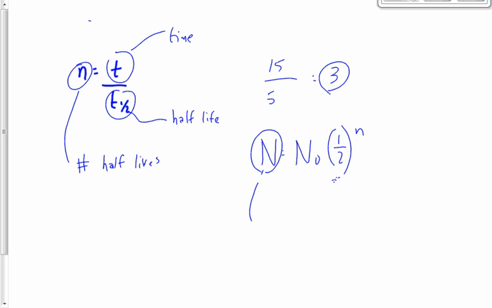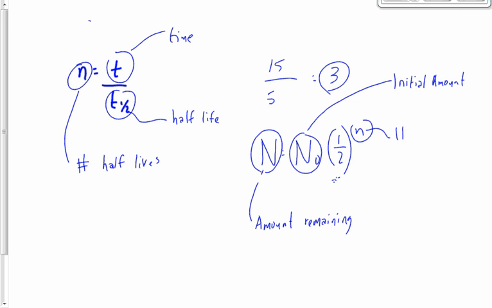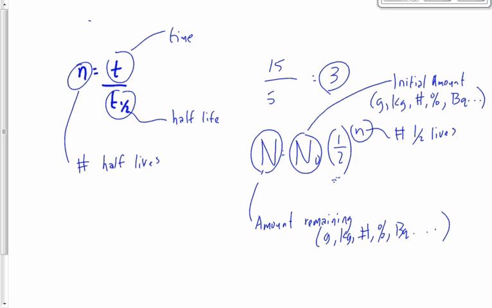Big N is going to stand for the amount that remains, the amount that's left over. N sub 0 is going to be the original amount, the initial amount. And the little n, of course, is the number of half-lives. Now, what units do we use? Well, little n doesn't have a unit because time over time gives you no units. They cancel. The initial amount could be grams, could be kilograms. It could be just a number. It could be a percent. It could be a unit called a becquerel. A becquerel is just a unit of radioactive decay. 5 decays per second is 5 becquerels. Doesn't matter what it is. You can use any unit you want as long as it indicates an amount and as long as big N is consistent with that.